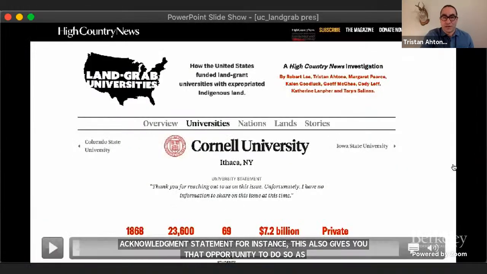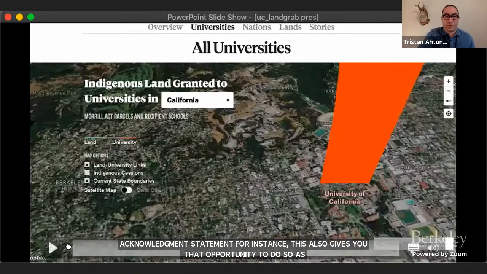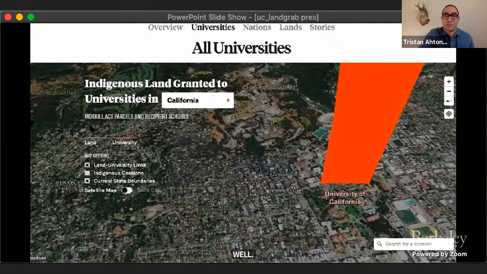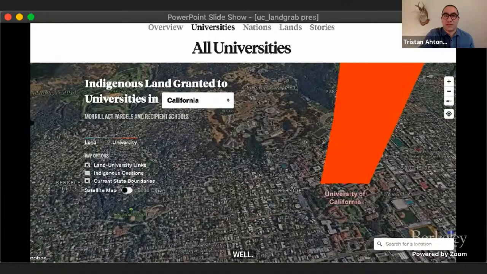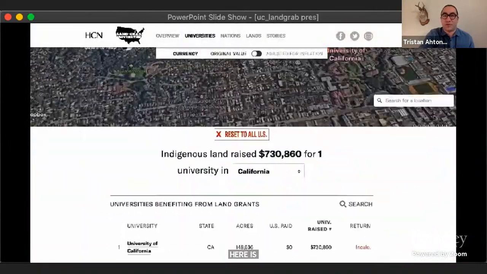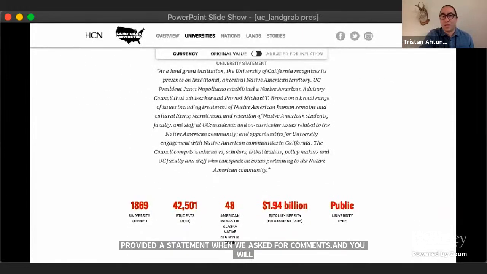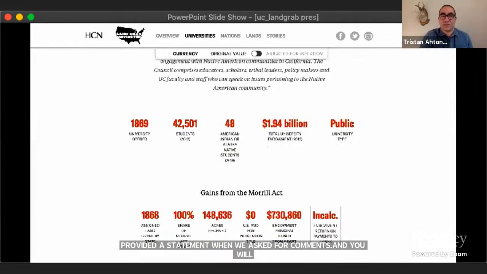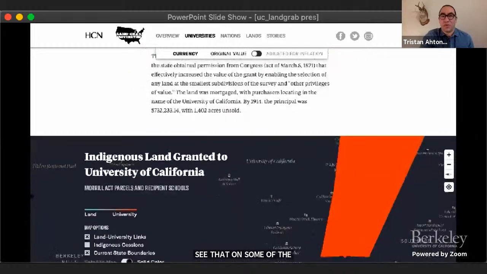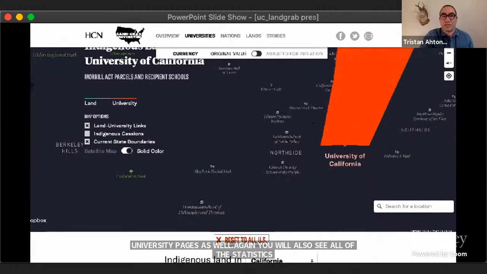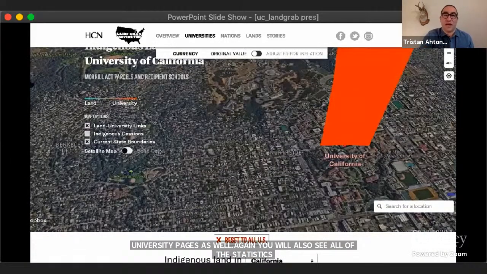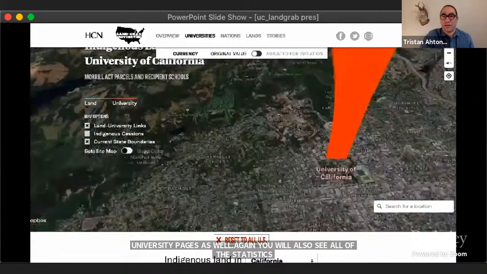Here is California as well. So you'll see that in this case, on the page for California, UC provided a statement when we asked for comments, and you'll see that on some of the university pages as well. Again, you'll also see all of the statistics. And when we zoom out, you can see all of the connections that the university has to Morrill lands.